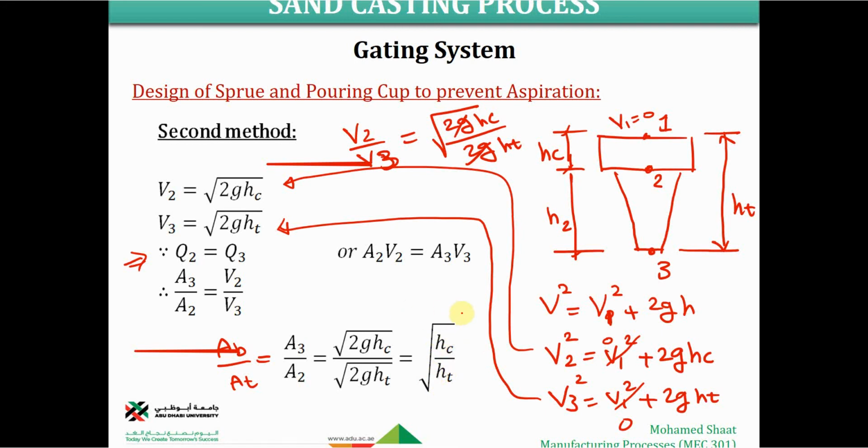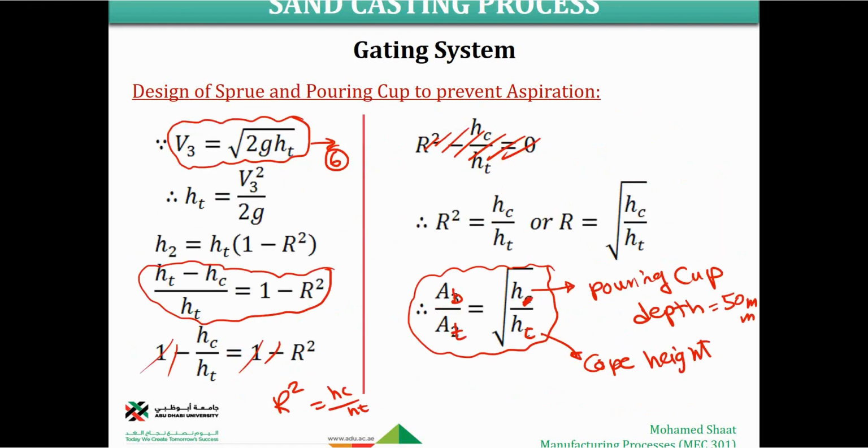So this is another way, which is a short method, to find the relation of the area of the bottom of the sprue to the top area of the down sprue as a ratio of the heights of the pouring cup and the height of the cope of the sand mold. Make sense? So this is for the gating system and the different elements that we discussed.